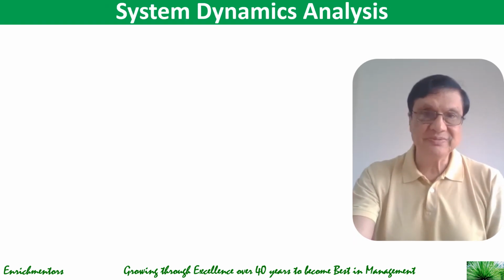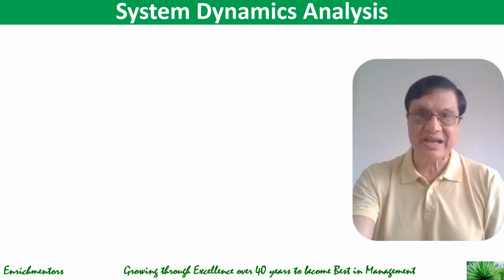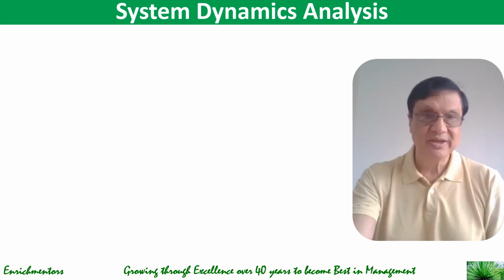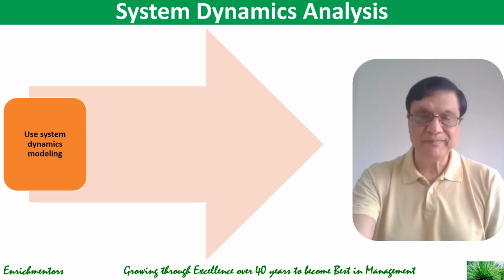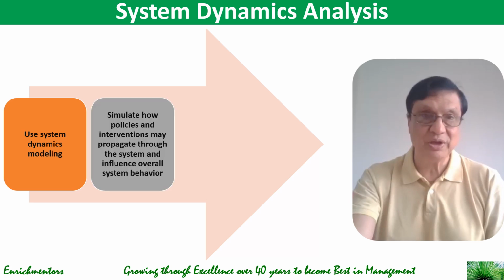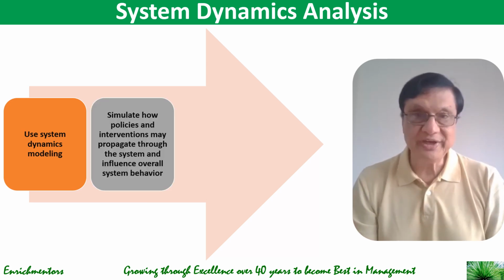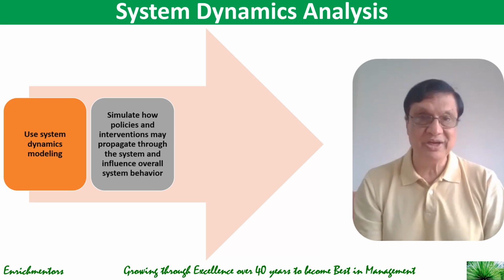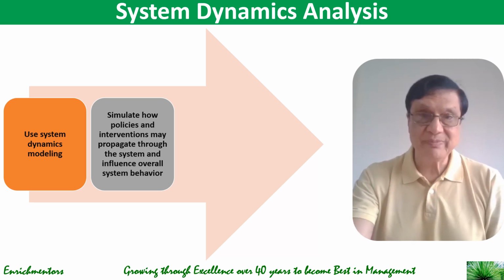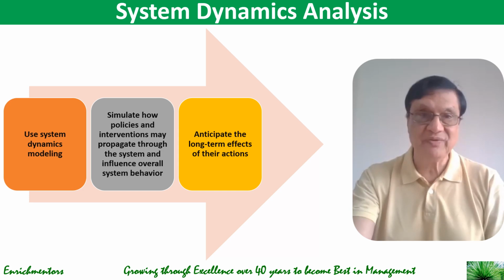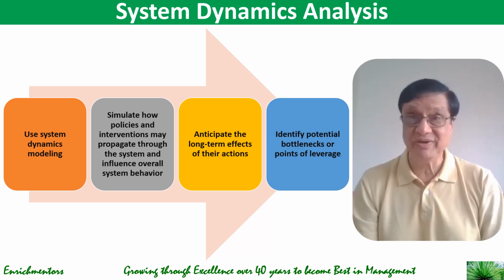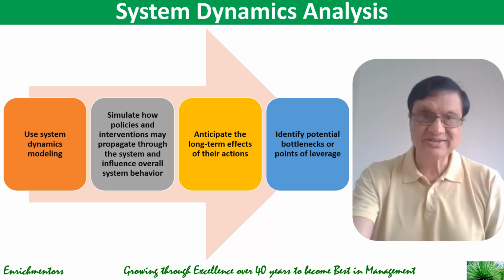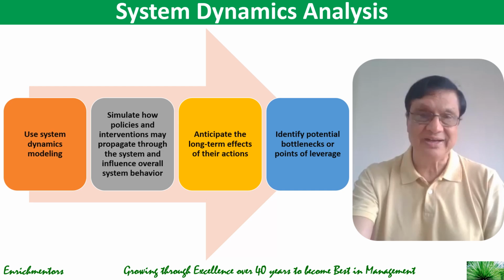The next thing that systems thinking enables is the analysis of system dynamics and behavior over a period of time. Here, policymakers use tools such as system dynamics modeling, and that helps you as a policymaker to simulate how policies and interventions may propagate through the system and influence overall system behavior. And this will allow you as a policymaker to anticipate the long-term effect of your actions and identify potential bottlenecks or points of leverage, either of them. So it does that with the help of system dynamics analysis.